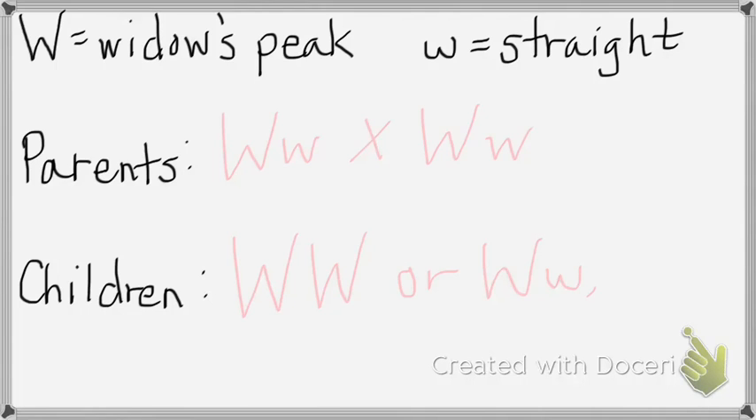But what about that other kid with the straight hairline? What for sure is their genotype? Little, little. The kid with the straight hairline for sure is little w, little w. So that would be an example of what you would expect.